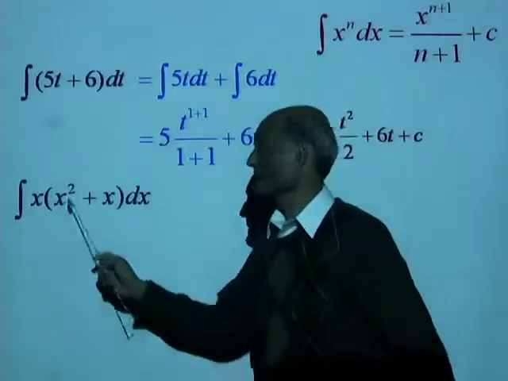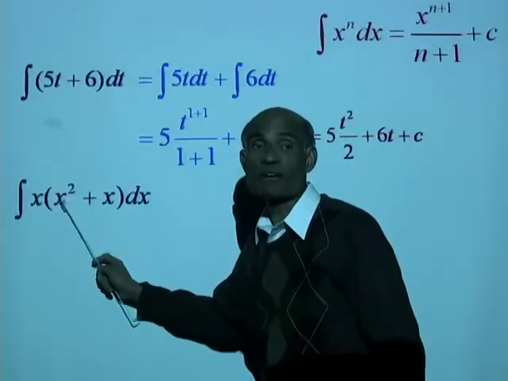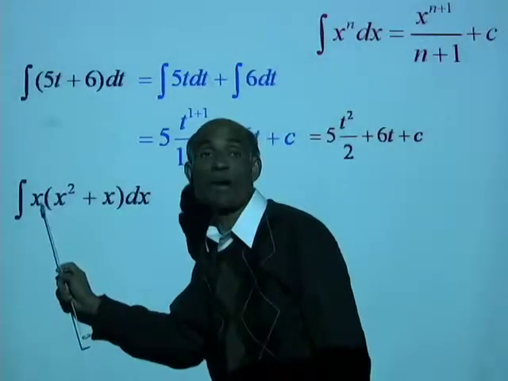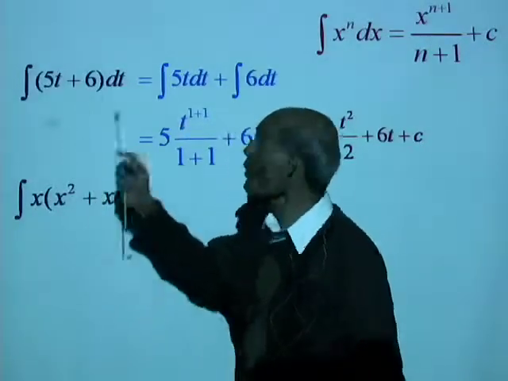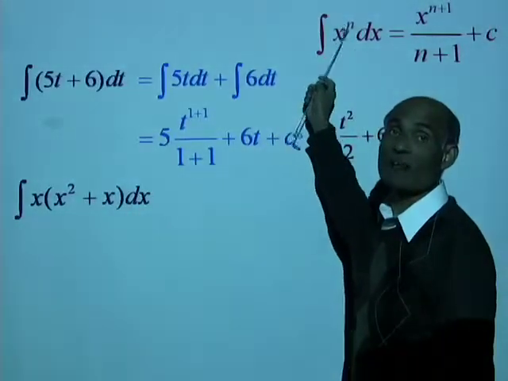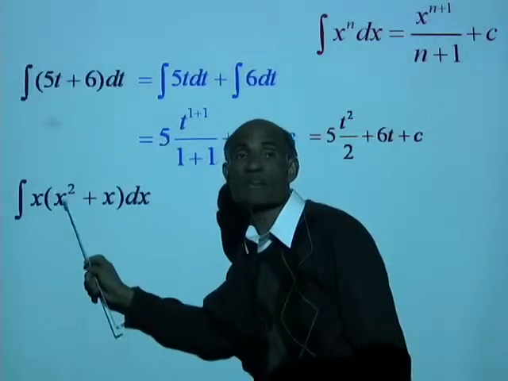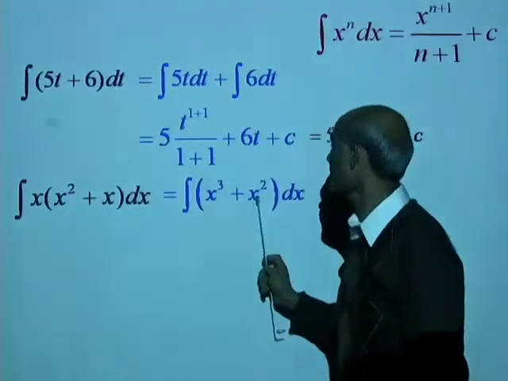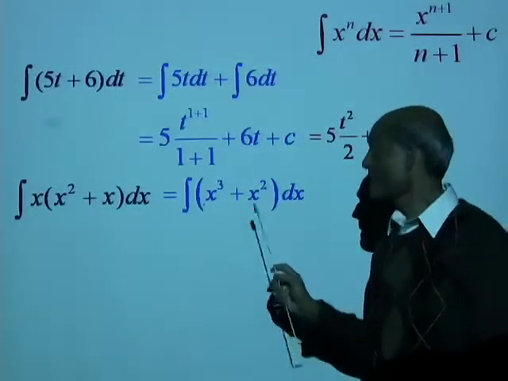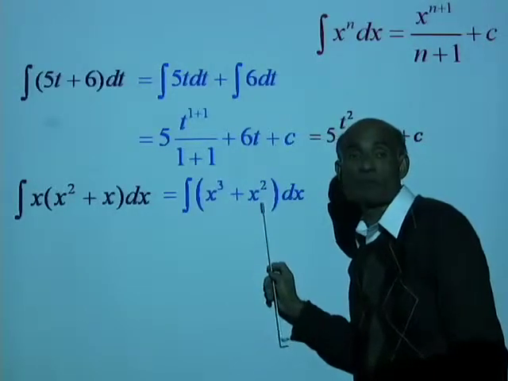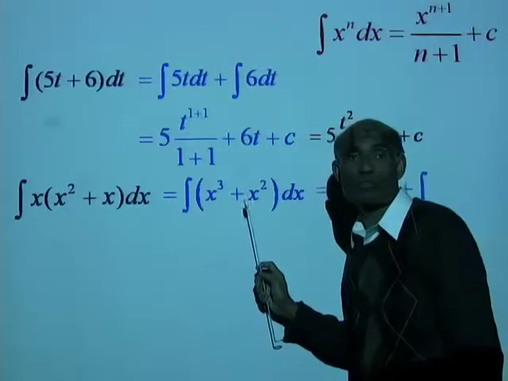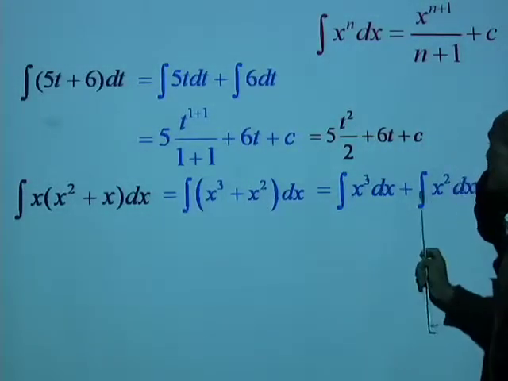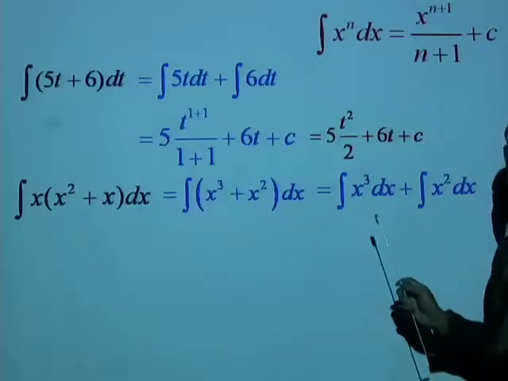Another one. Integral x times x squared plus x dx. Well, this one, in order to bring it to the general form that is here, x to the power of n dx, first we distribute that x. And that will give you integral x cubed plus x squared dx. And now we can integrate each term. Is that right? So split that into 2 integrals. That will be integral x cubed dx plus integral x squared dx.